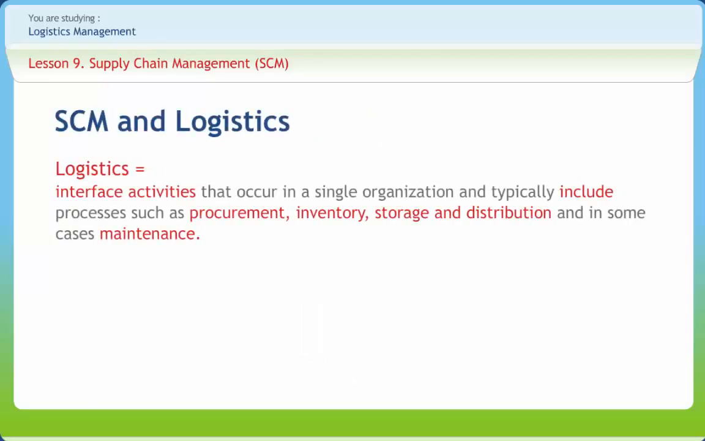The relationship of supply chain management and logistics can be understood by the fact that logistics refers to interface activities that occur in a single organization and typically include processes such as procurement, inventory, storage and distribution, and in some cases maintenance.